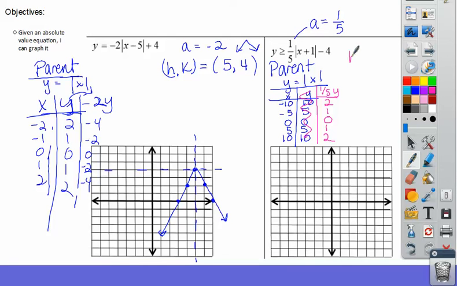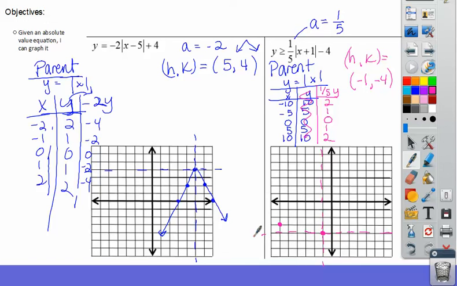My (h, k) is (-1, -4). I go to the (-1, -4). That's my new (0, 0). Transformational graphing dictates that I shift it backwards 1 and down 4. Now I'm going to graph these 5 points from the new origin. So (0, 0) is already graphed. -5, 1, 2, 3, 4, 5, and an up 1.